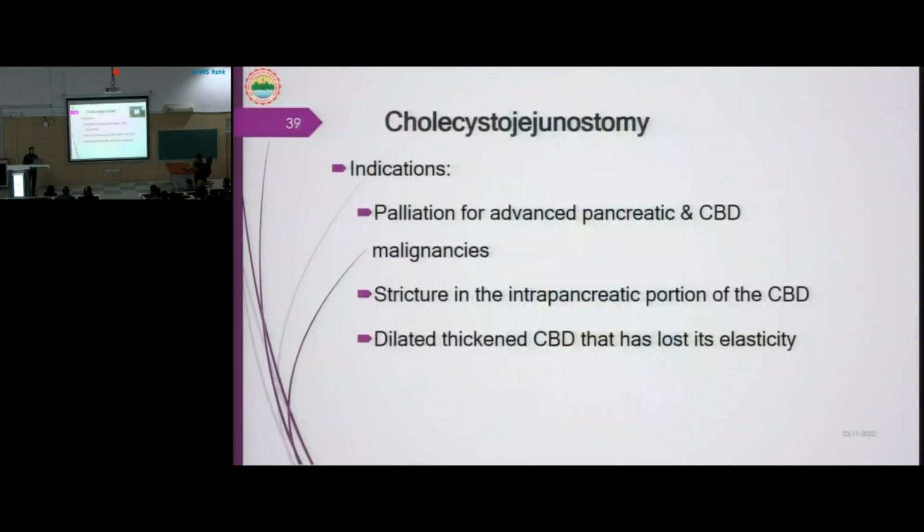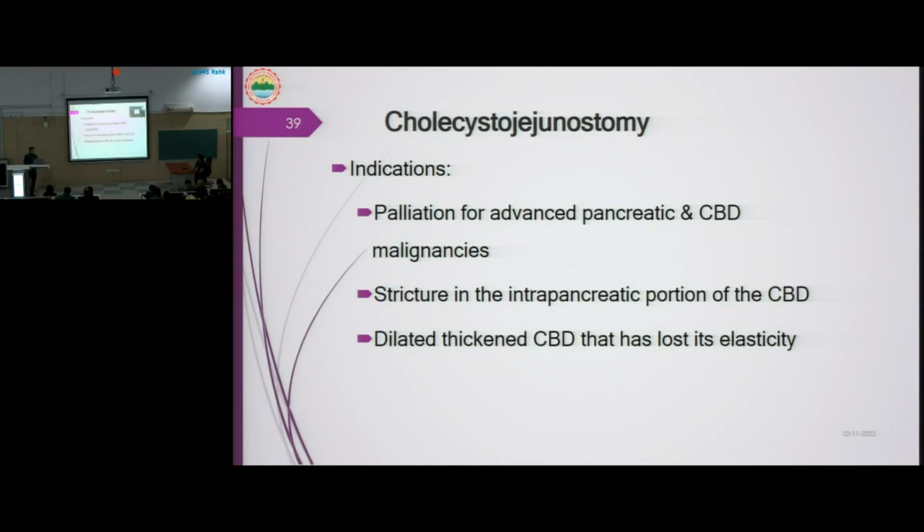Coming to cholecystojejunostomy, it is a procedure in which the anastomosis is made between the gallbladder and the jejunum. The usual indications are palliation for pancreatic malignancies, strictures of the intrapancreatic portion of the CBD, and a dilated thick CBD which has lost its capacity, its elasticity.